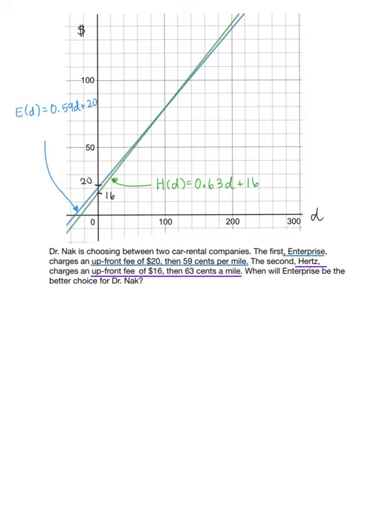Now, let's not forget what we're trying to compute. What is the question asking us to do? When will Enterprise be the better choice for Dr. Knock? What does it mean to be a better choice? When Enterprise cost is lower than Hertz, that is a better choice for me. So that sentence translates to: when will Enterprise become cheaper than Hertz?